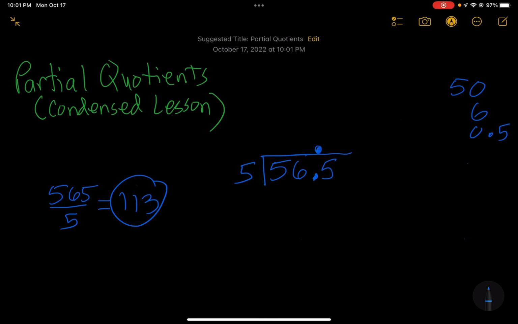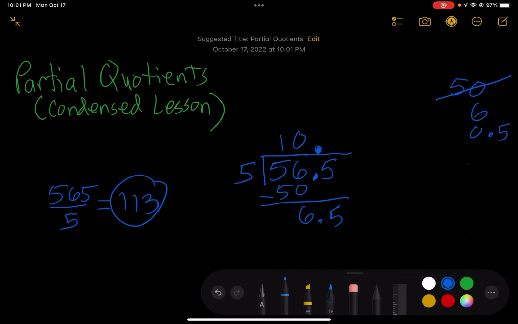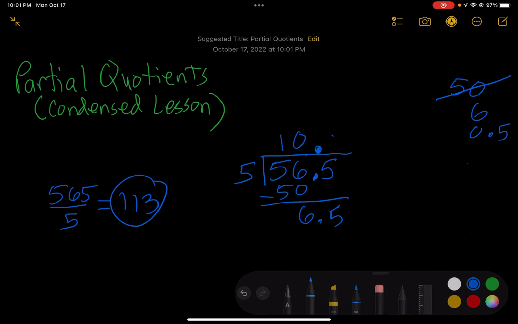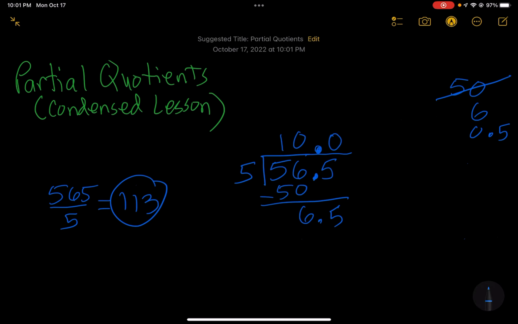So 5 into 50 would go 10 times, 10 wholes, and that will give me 50. I'm left with the 6.5. Okay, how about the 6? 5 can go into 6 one time, and that is, hold on, let me put the 0 there so that we keep this, and then 1. So that's 5.0, and we're left with 1.5.